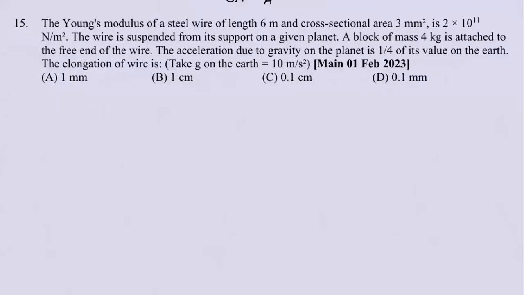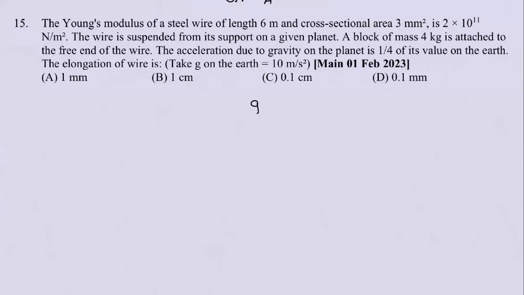Question number 15. I told you now that most of the times what happens is that the concept of F is equal to YA by L into delta L will be connected to something in mechanics. So what they did, they took it to the other planet. When they took it to the other planet in question number 15, read the question. Other planet means what? G will change.